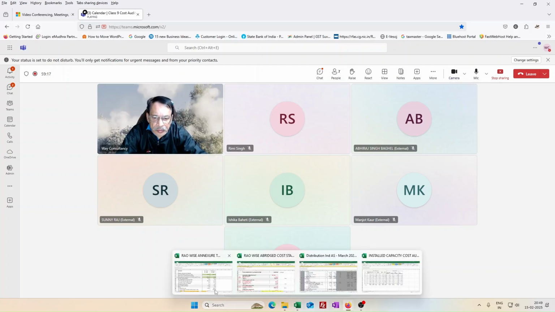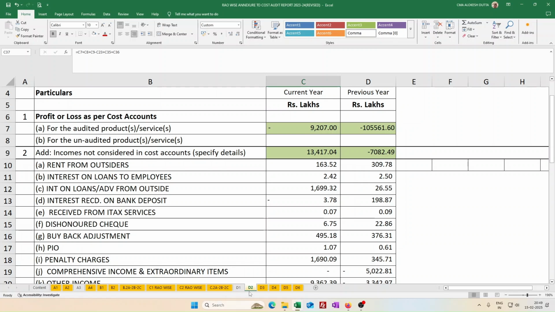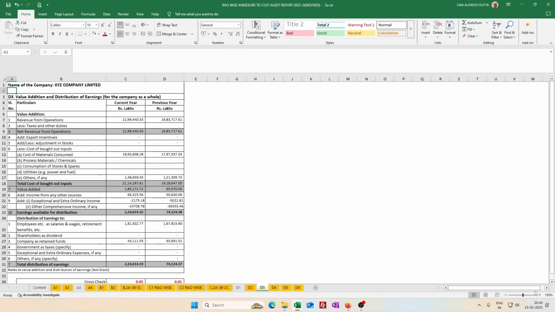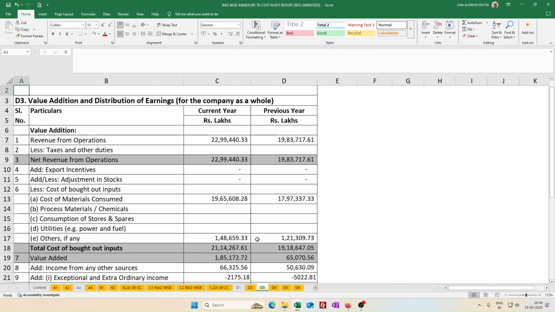Now, we have to go for D3. D3 is a value addition. It is also to be prepared company as a whole, not RAO wise or not branch wise. What is this value addition? What does it mean, value addition? Can anybody tell what does it mean by value addition?